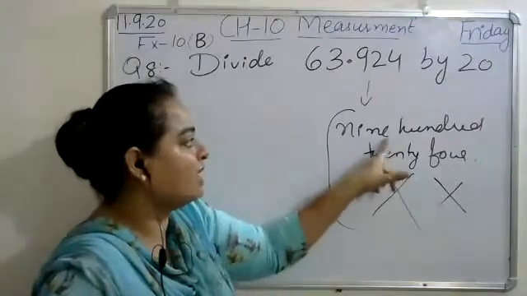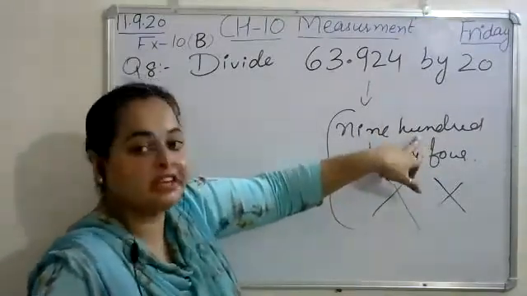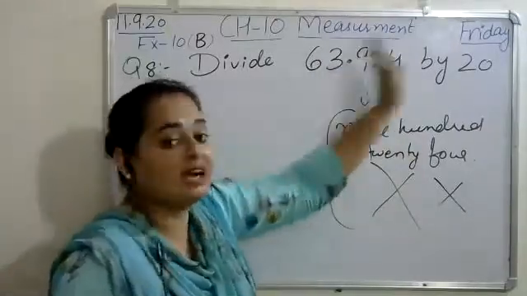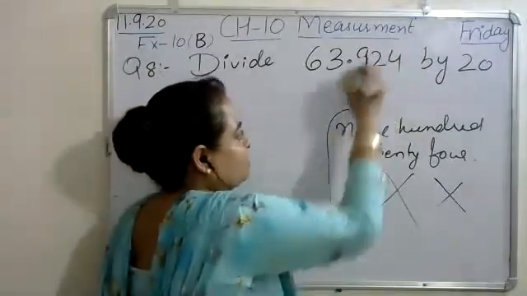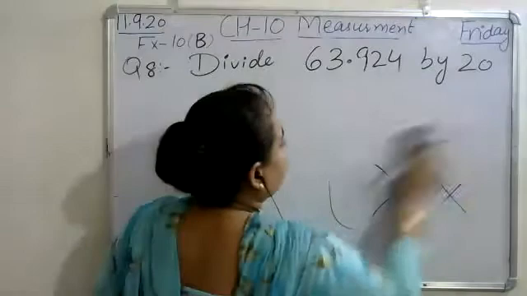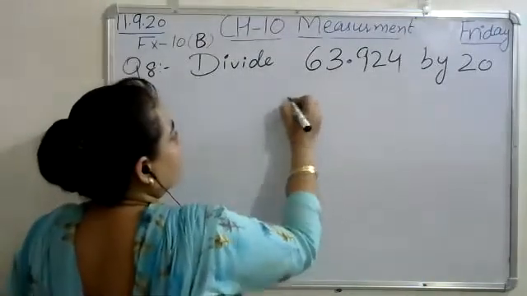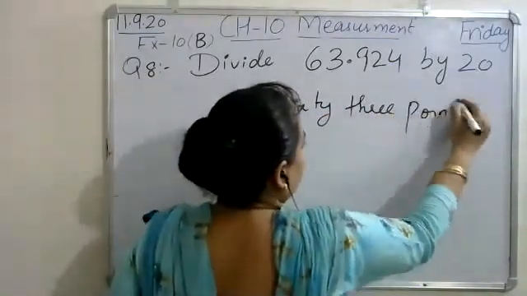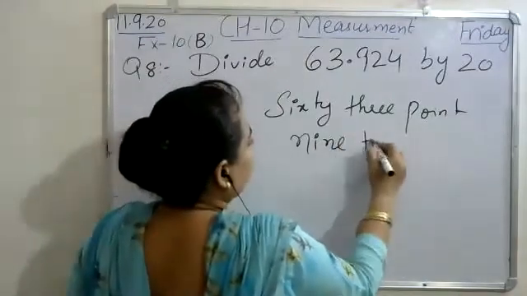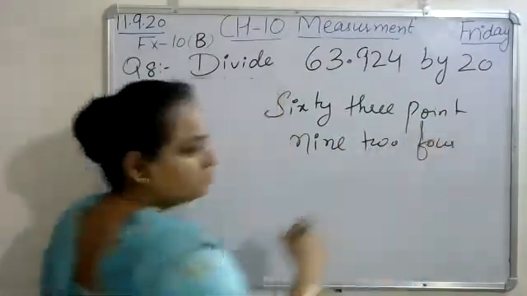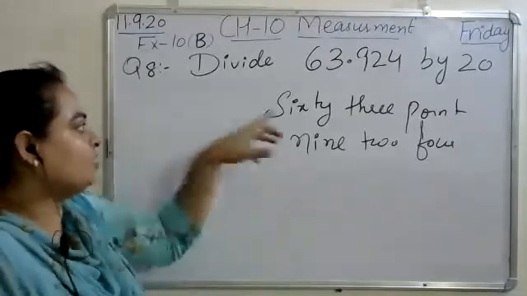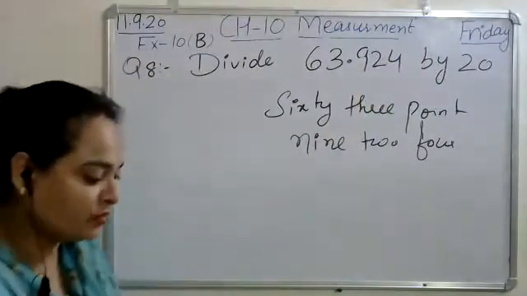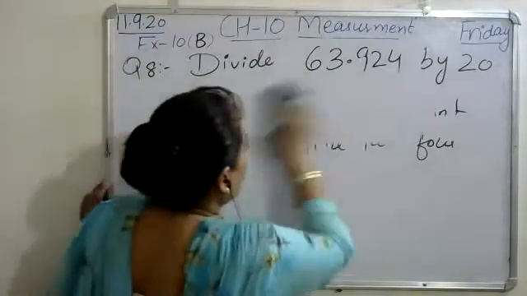This is the Indian system, 900. So you will always apply this Indian system before the decimal, and after the decimal there will be no Indian system. So the name of this number is 63.924. This is very important. Now divide.